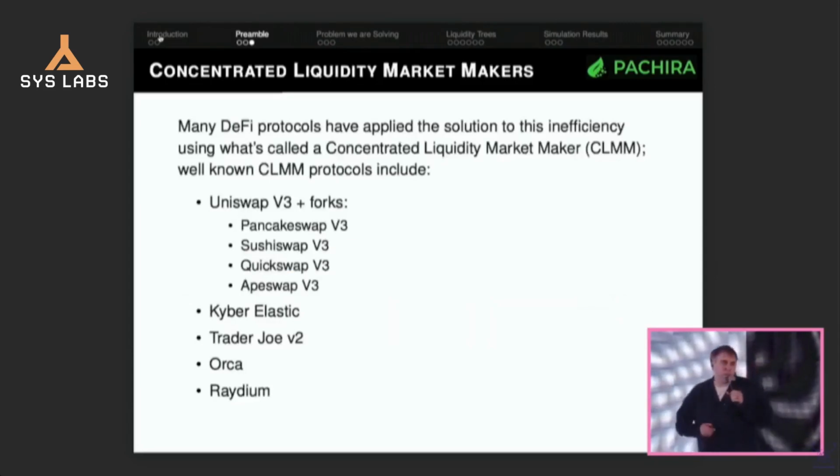So there are many concentrated liquidity market makers out there right now. The famous one that we all should know of is Uniswap V3. And there have been many copycat forks that have taken their code and forked it and implemented it on their platforms, namely PancakeSwap, SushiSwap, QuickSwap, ApeSwap. Then there's been others that are not quite Uniswap V3, but some slight modifications, such as Kyber Elastic, Trader Joe V2, Orca, and Radium.